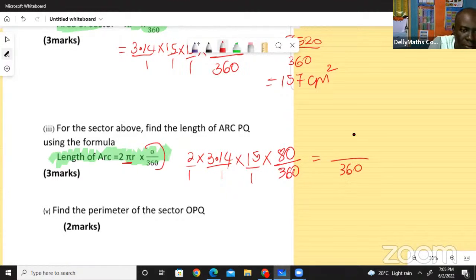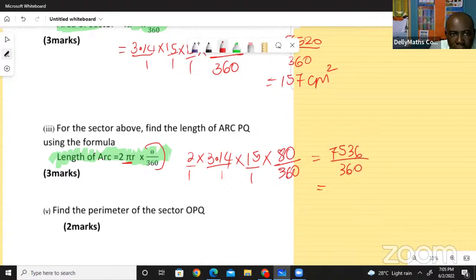Find out what is on top for me. 2 times 3.14 times 15 times 80. I think it is 7,536. Confirm with me, class. Then you'll divide that by 360.